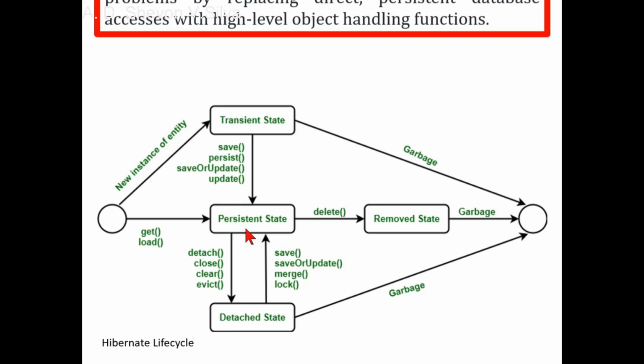The persistent state interacts with the detached state. The persistent state is connected to the detached state via the detach method, close method, clear method, and evict method. The detached state is connected to the persistent state via the save method, saveOrUpdate method, merge method, and lock method. The detached state is connected to the end via garbage collection, and the transient state is connected to the end via garbage collection. The persistent state is connected to the removed state via the delete method. The removed state is connected to the end via garbage collection.